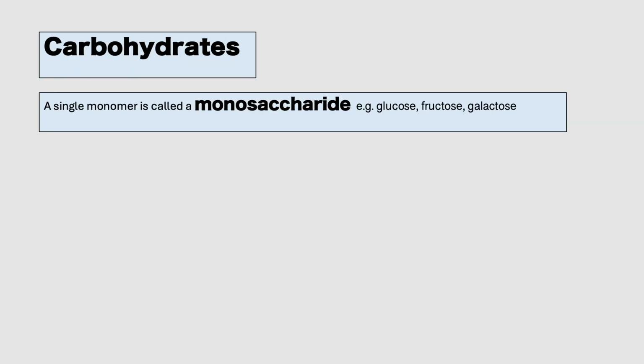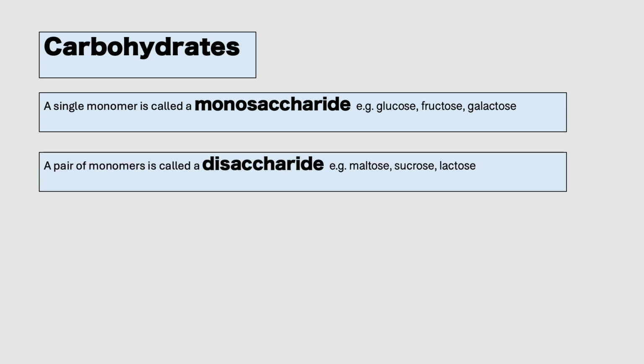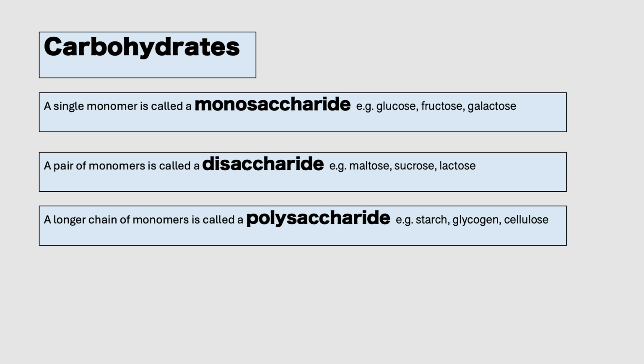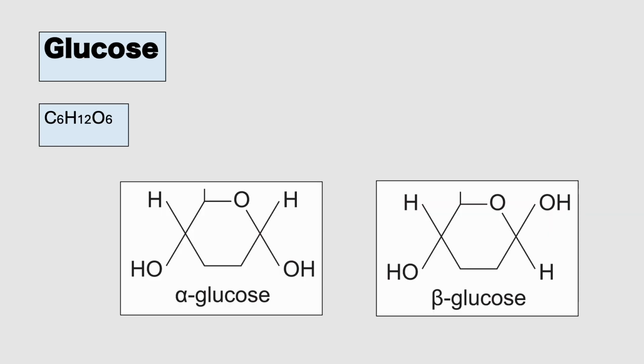Okay, so we're going to start with carbohydrates. A single monomer of a carbohydrate is called a monosaccharide. A pair of monosaccharides can be combined to form a disaccharide, and monosaccharides can be combined in larger numbers to form polysaccharides. A monosaccharide that we already know of is glucose.